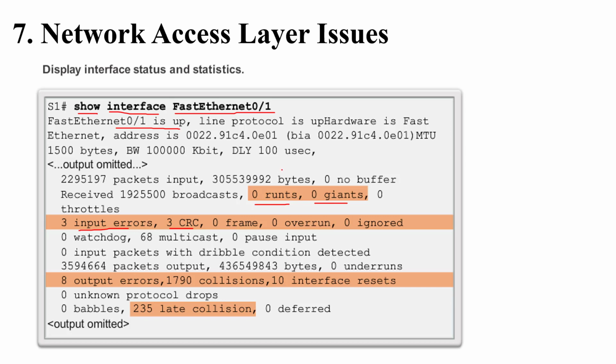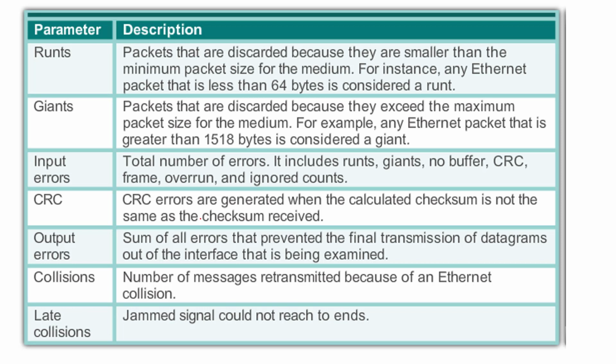Okay, 0 runts, 0 giants. Okay, 3 input errors, 3 CRC errors. So what does this mean? These are different types of errors available in a packet. Now you can see runts, giants, input errors, CRC, output errors, collisions and late collisions. This is a very, very important question.